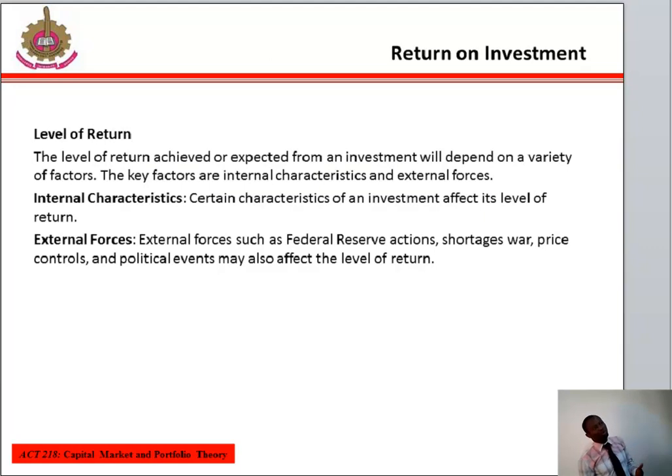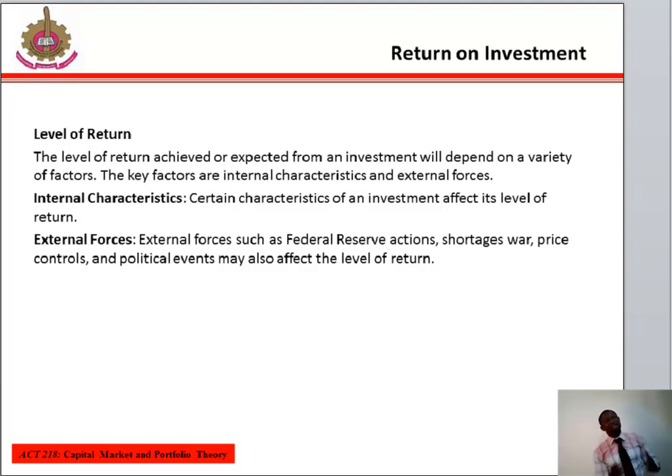Return on investment. We have the level of return. The level of return achieved or expected from an investment will depend on a variety of factors. The key factors are internal characteristics and external forces. We have the internal characteristics. Certain characteristics of an investment affect its level of returns. Examples include the type of investment instrument, the quality of management, the way the investment is financed, and the customer base of the issuers. For example, the common stock of a large and well-managed company will be expected to provide a level of return higher than that of a small and poorly managed firm. Assessing internal factors and their impact on return is one important step in analyzing potential investment.